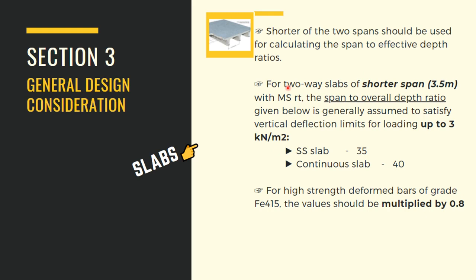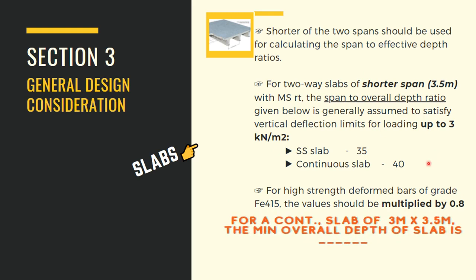Now the question for you is, for a continuous slab of 3 meter cross 3.5 meter, what is the minimum overall depth of the slab? It is a simple calculation based on these two points. For a continuous slab, the span to overall depth ratio will be 40. The span will be either 3000 mm or 3500 mm. So the shorter of two spans has to be used. So 3000 divided by 40 gives the answer as 75 mm.